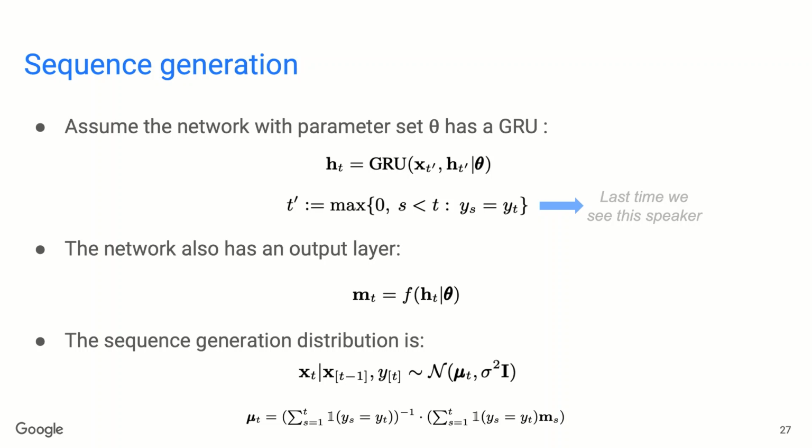Assume this network has some GRU layers and an output layer. The set of parameters of all these layers is theta. The GRU input depends on the last time we saw this speaker before, and we assume the observation follows a Gaussian.